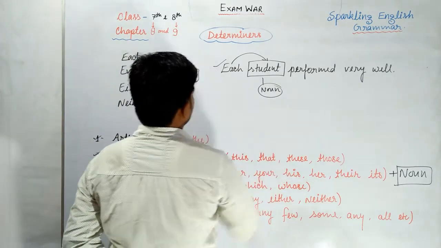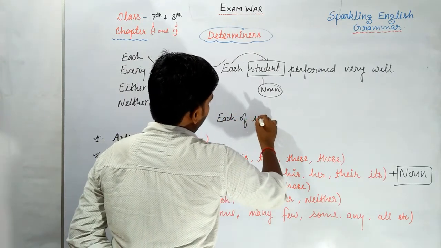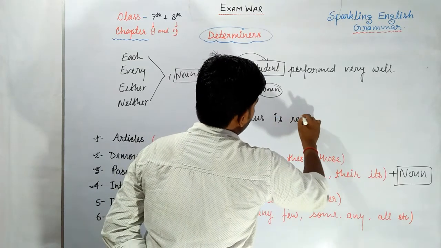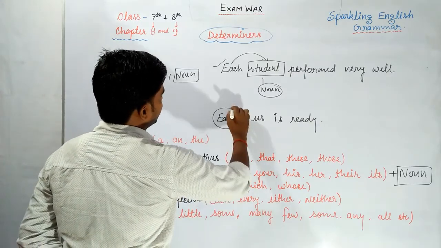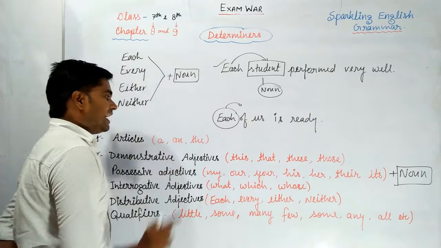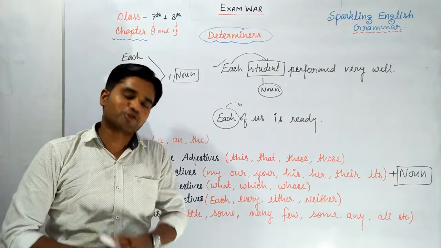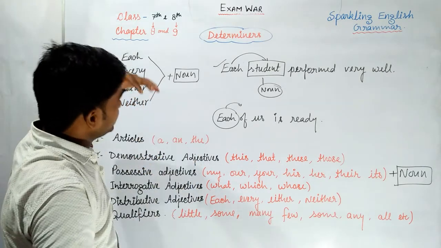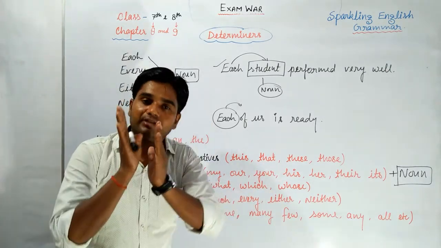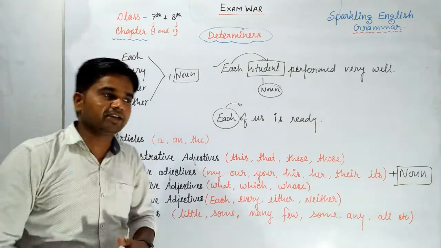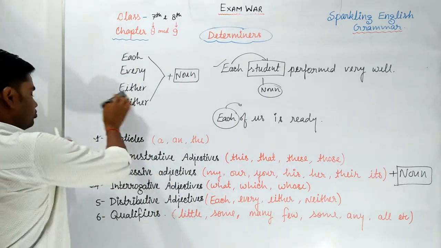If I say, "Each of us is ready," then in this sentence after each I did not use any noun. That's why in the second sentence each is not an adjective, it is a pronoun. So this is the difference between the uses of these words. You must use a noun after these words, then they are distributive adjectives, and then they are determiners. I think you got this point well. So we should move to the next.